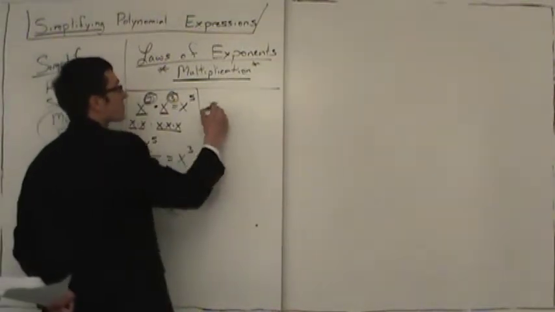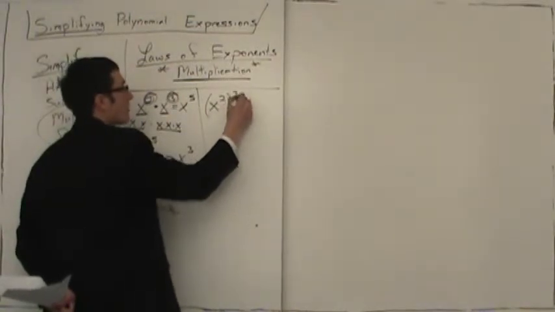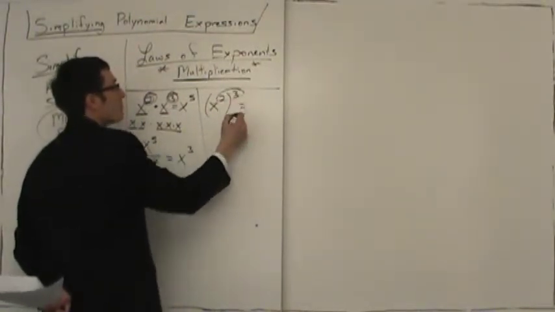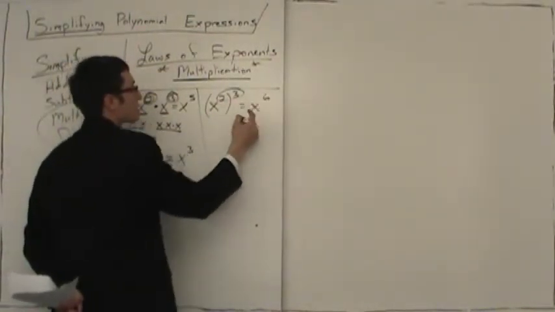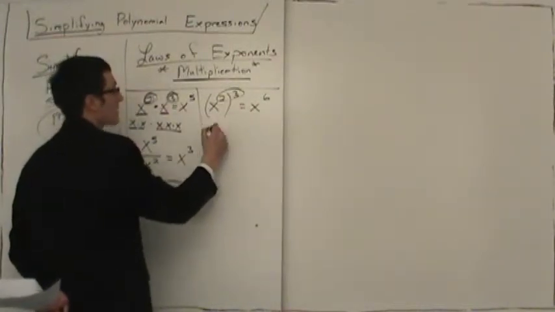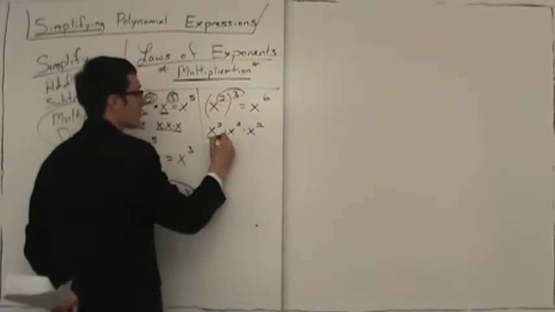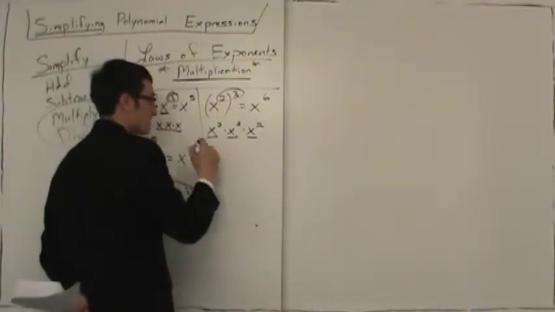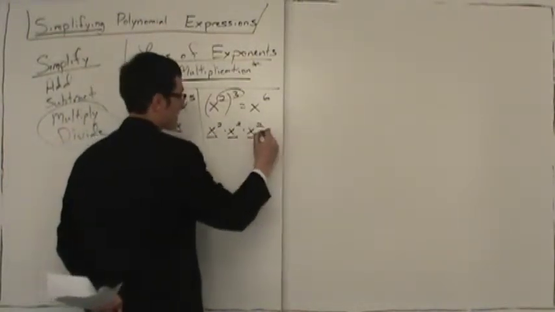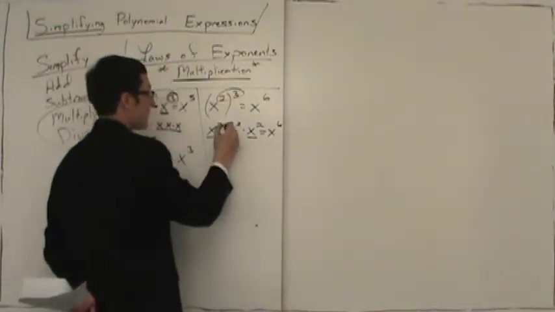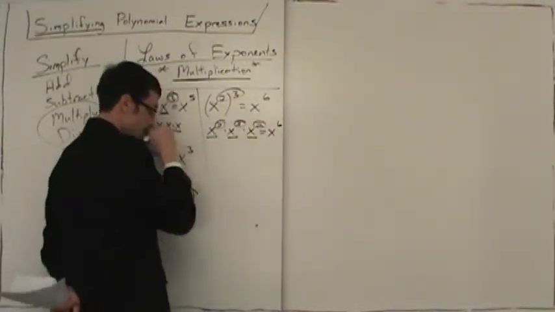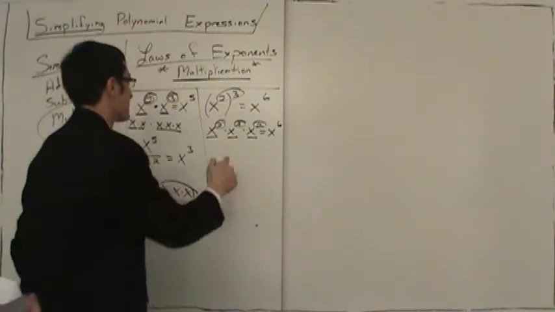Now, x squared to the third power. When we have power of power, we multiply the exponents and get x to the 6. 2 times 3 gives 6. Why? Because this is x squared multiplied by x squared multiplied by x squared, or 2 x's times 2 more x's times 2 more x's is a total of 6 x's multiplied together. Instead of adding 2 three times, it's faster to simply multiply.